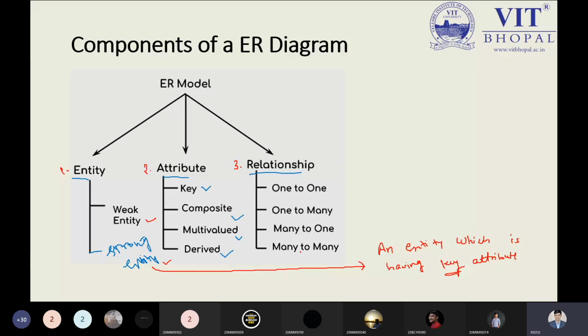So keep in mind, attribute, entity. A weak entity means it does not support any key attribute, so duplicacy will be there. And to avoid the duplicacy, we have the strong entity. This can be represented by an entity which is having a key attribute and nothing else. Okay.